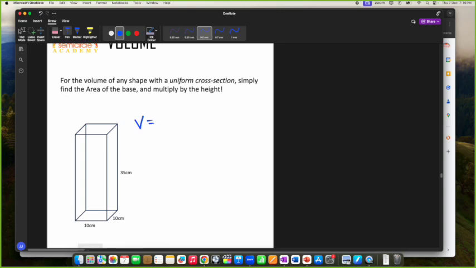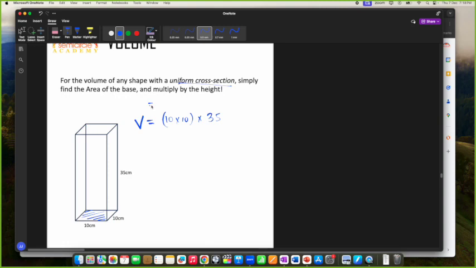Answers in the chat right now, right? So remember, for anything with a uniform cross section, the volume is how much water will fill up this whole thing. If you throw water inside this tank, how much water is going to be inside of the tank? So how do we find that? You just find the area of the base, which is 10 times 10, and you multiply it by your height, 35.